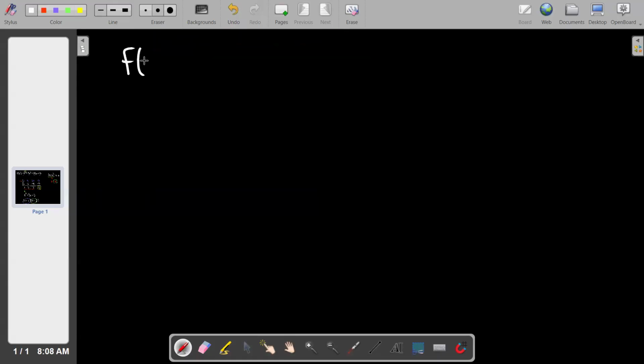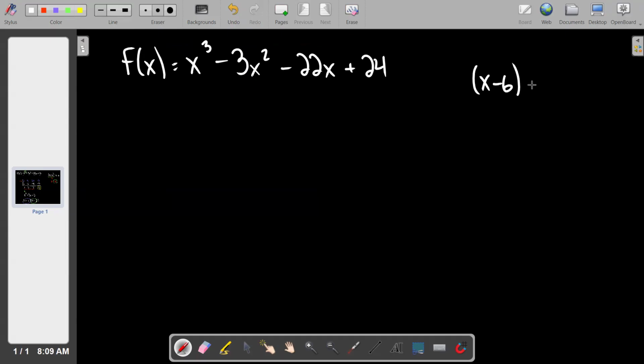So we're going to do f of x equals x cubed minus 3x squared minus 22x plus 24. And this time I'm going to tell you that x minus 6 is a factor. So this time we're going in blind. We have no graph to help us pick out little purple dots on a screen that a computer did. We're not completely blind. I shouldn't say it like that, but we're going to first set up the synthetic division.